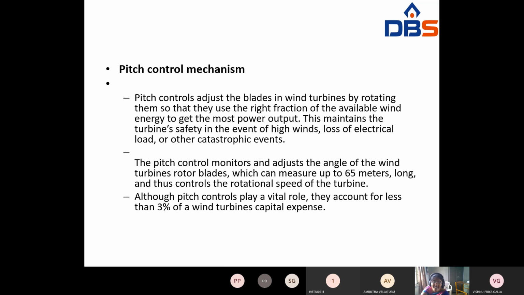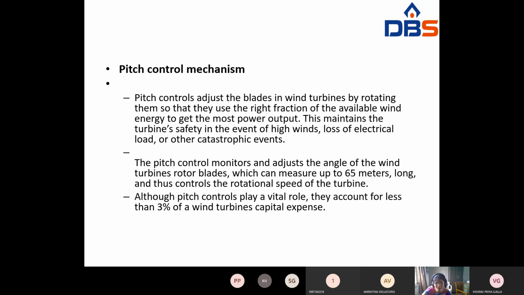This maintains the turbine safety. By using this pitch control you maintain the turbine safety in the event of high winds, loss of electrical load and other events. The pitch control monitors and adjusts the angle of the wind turbine's rotor blades, which can measure up to 65 meters long, and it controls the rotational speed of the turbine.